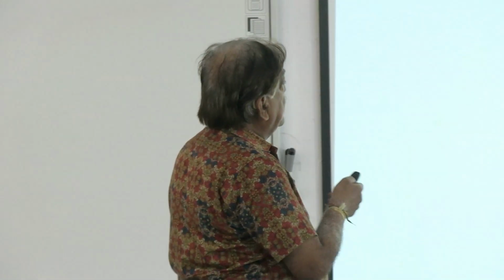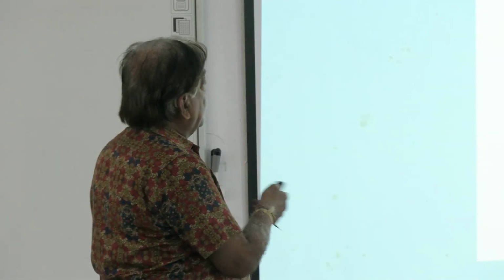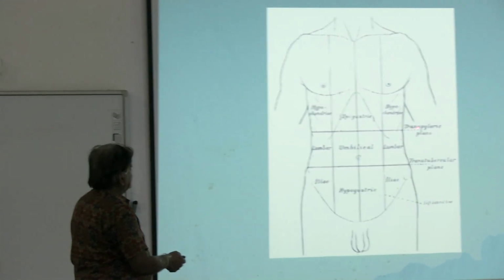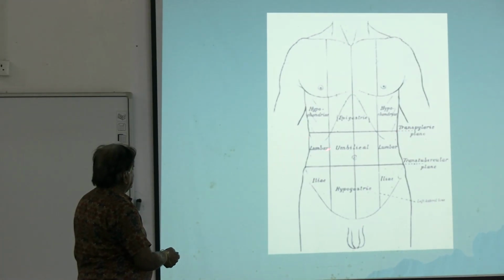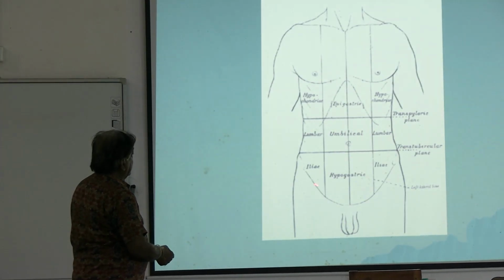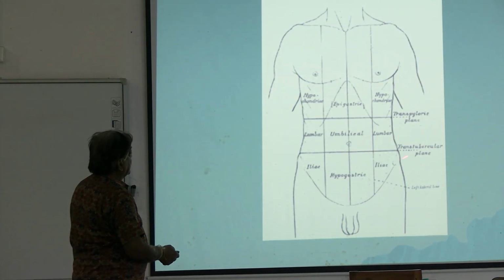We are in the last lap of the marathon. Now these are the abdomen, and this is how it is divided: the hypochondrium, the epigastrium, the hypochondrium, the transpyloric plane, the lumbar, umbilical, lumbar region, iliac, hypogastric, iliac, and the transtubercular plane.